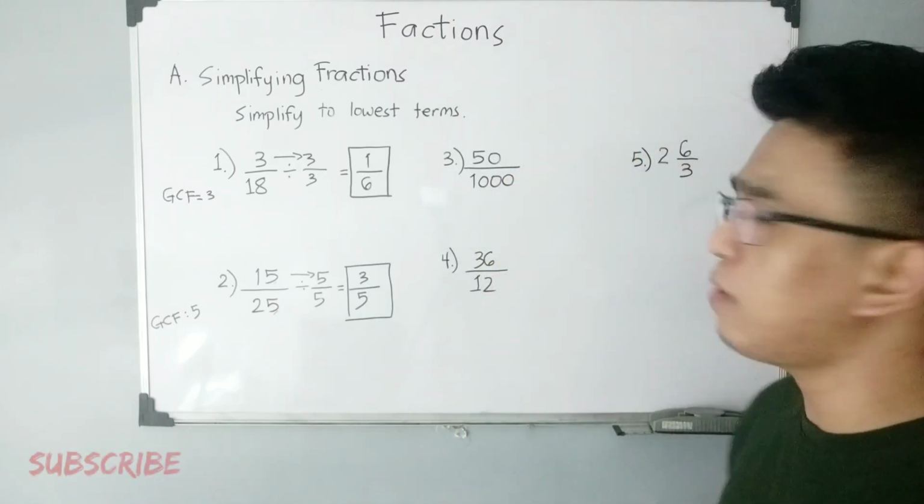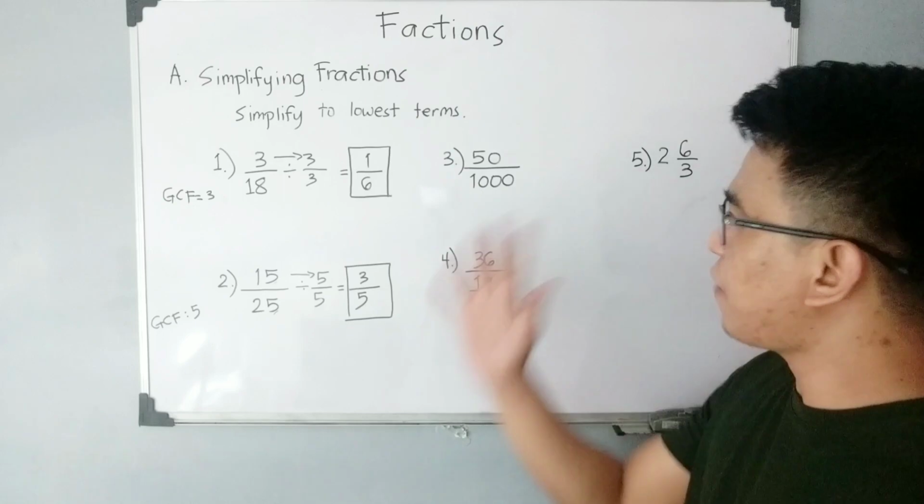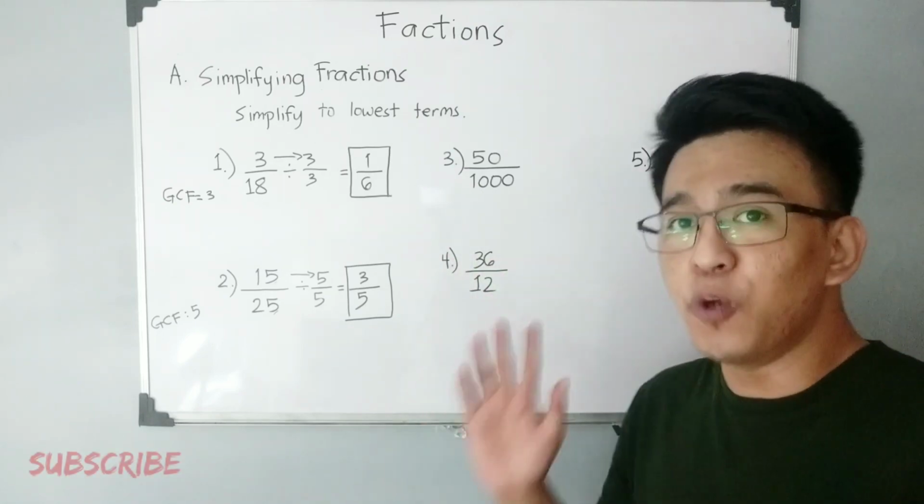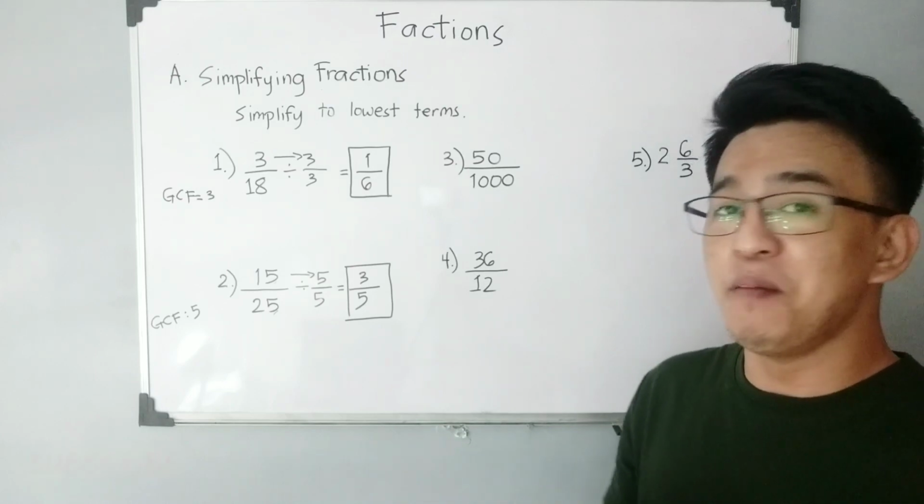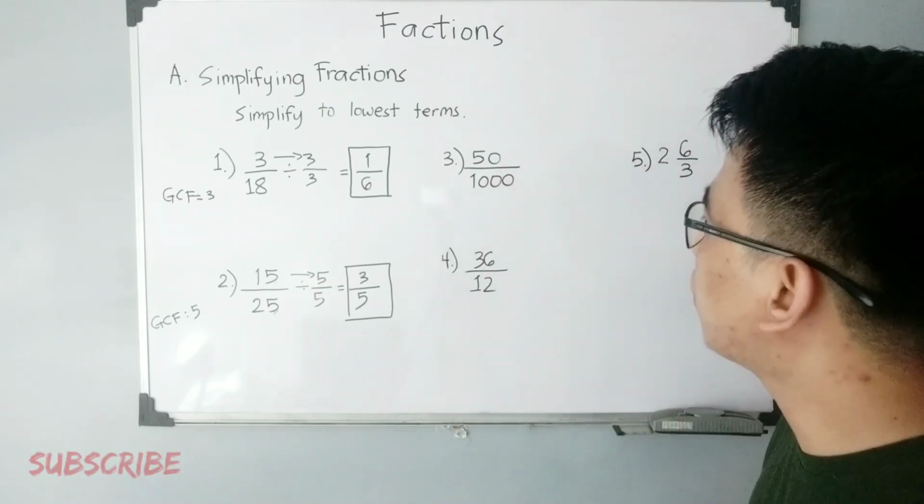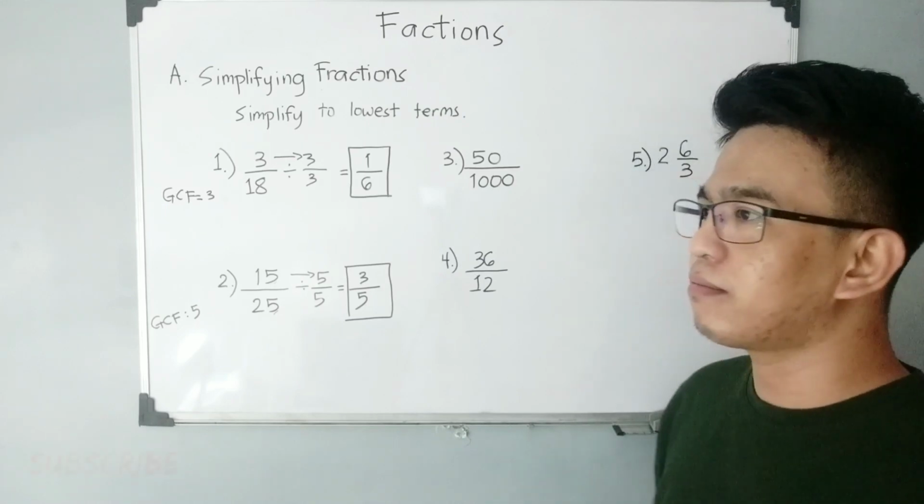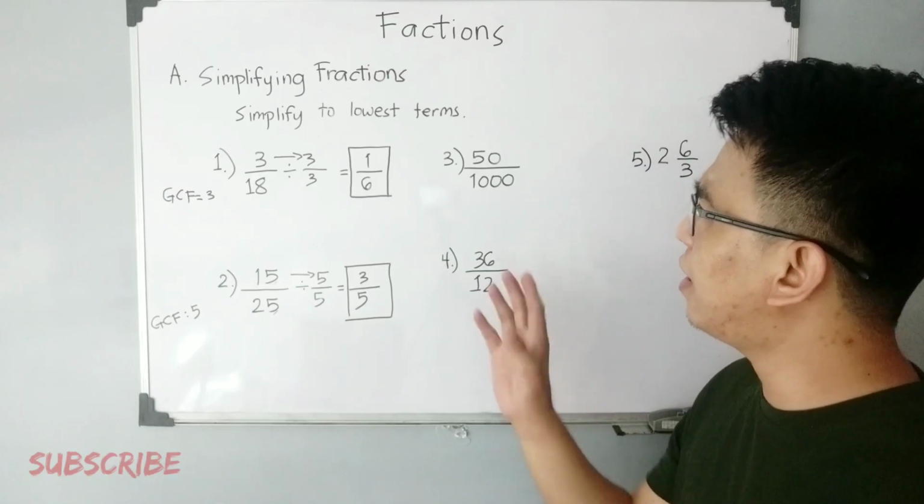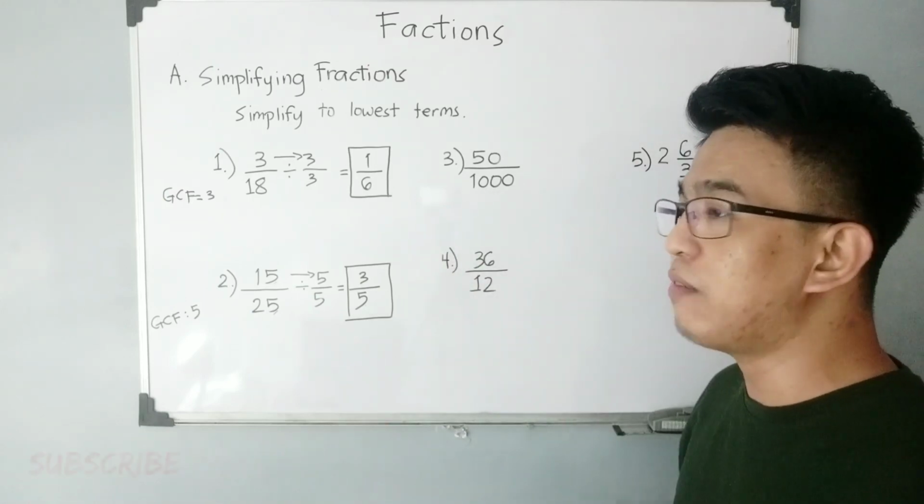Now let's move on with item number 3. This fraction is quite big, but do not worry kasi para sa akin madali lang to. And I hope kapag tinuro ko sa inyo ay magiging madali na rin para sa inyo. So we have 50 over 1,000. So ang laki naman yan. What is their greatest common factor? Look at the last digits of these numbers. You have 0 and 0.